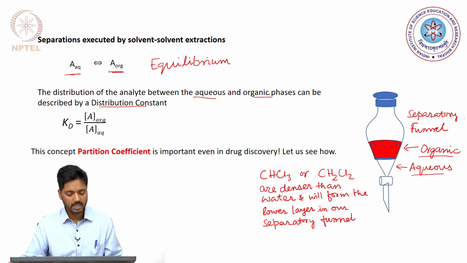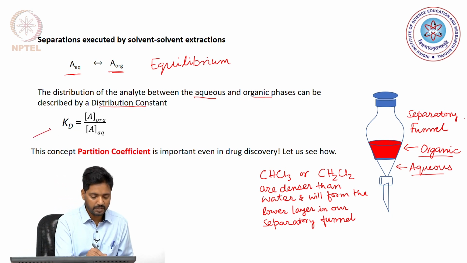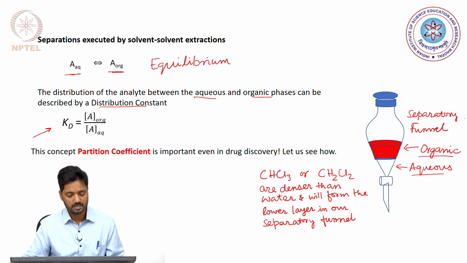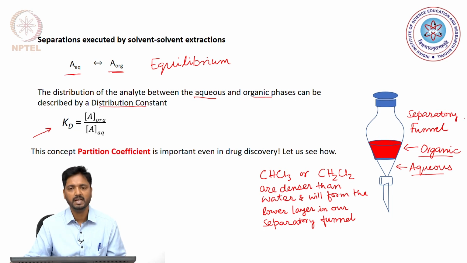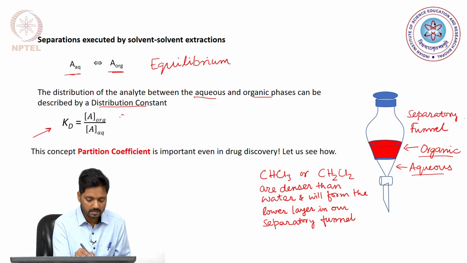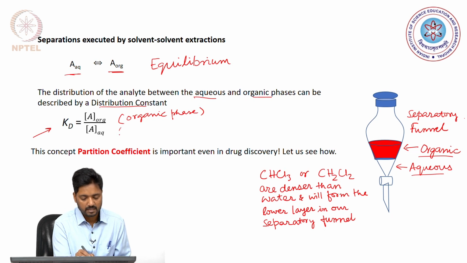So, this distribution constant or equilibrium constant of distribution of the analyte between the two phases is given by this equation, where Kd is the distribution constant. It will be equal to the concentration of the analyte A in the organic phase divided by the concentration of the analyte in the aqueous phase.